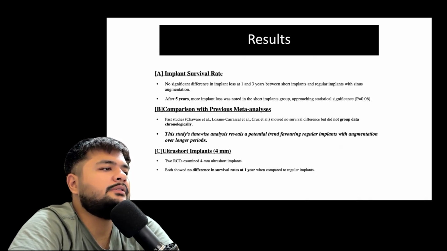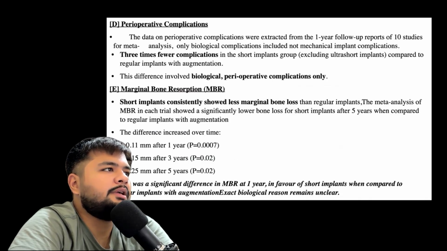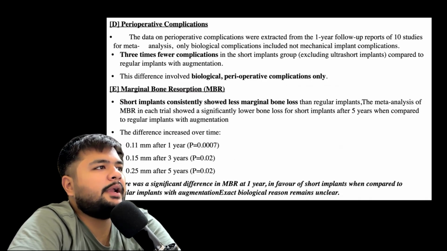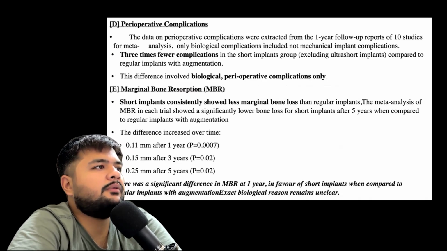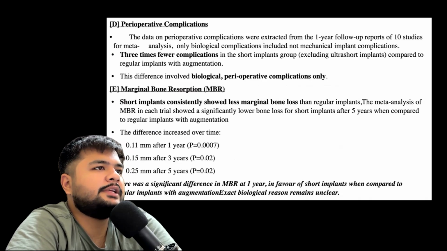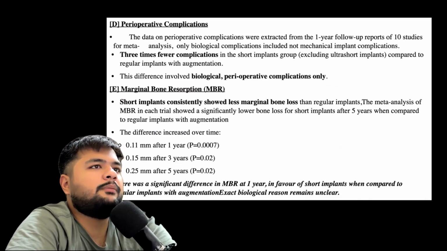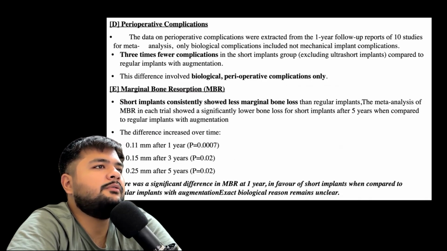Then for ultra-short implants of 4 mm, two RCTs were examined. Both showed no difference in survival rates at 1 year when compared to regular implants. Coming to perioperative complications, the data were extracted from 1-year follow-up reports of 10 studies for the meta-analysis. Only biological complications were included, not mechanical implant complications. There were three times fewer complications in the short implants group, excluding ultra-short implants, compared to regular implants with augmentation. This difference involved biological perioperative complications only.